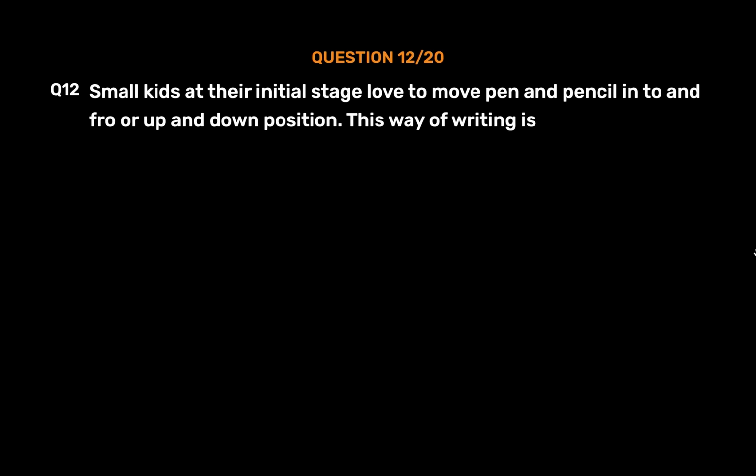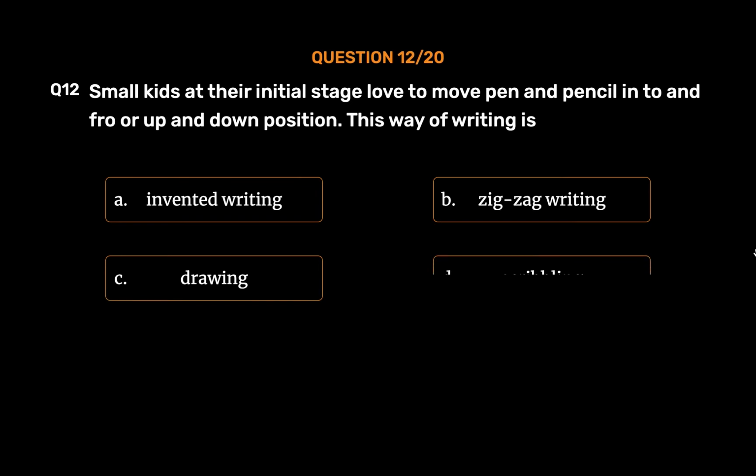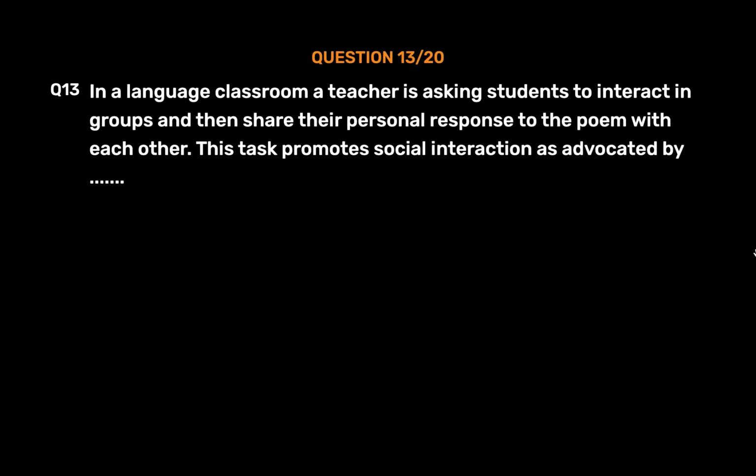Small kids at their initial stage love to move pen and pencil into and fro or up and down position. This way of writing is Option A. Invented writing. Option B. Zigzag writing. Option C. Drawing. Option D. Scribbling. The correct answer is Option B. Zigzag writing.